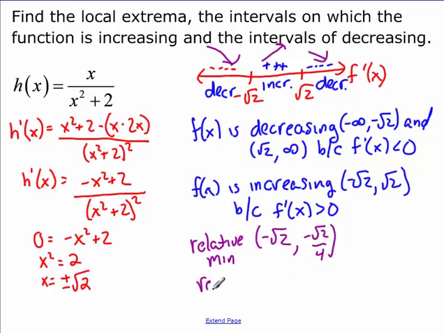And then we have a relative max. Okay, when I go from increasing to decreasing at √2, and again plugging √2 back into your original, we have a √2 also over a 4. Just this is the positive version.